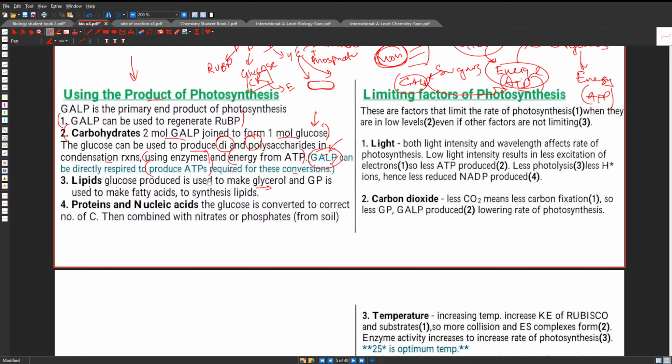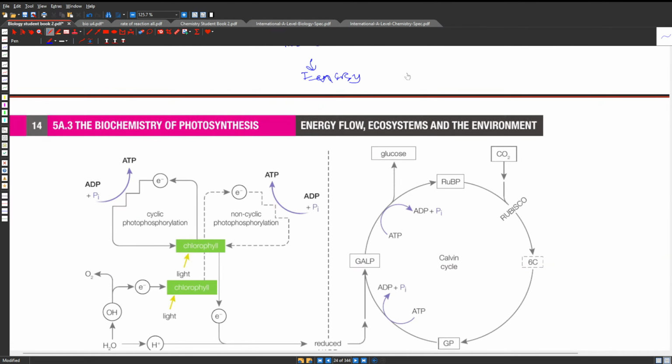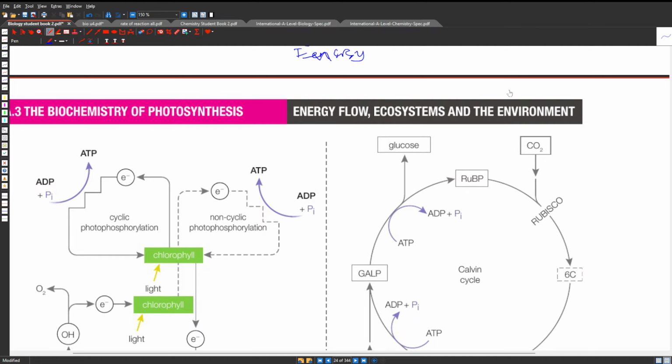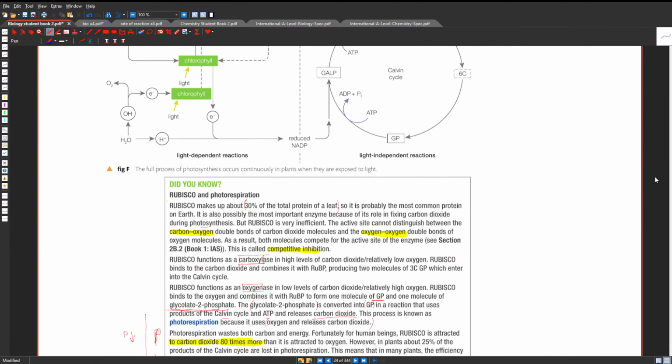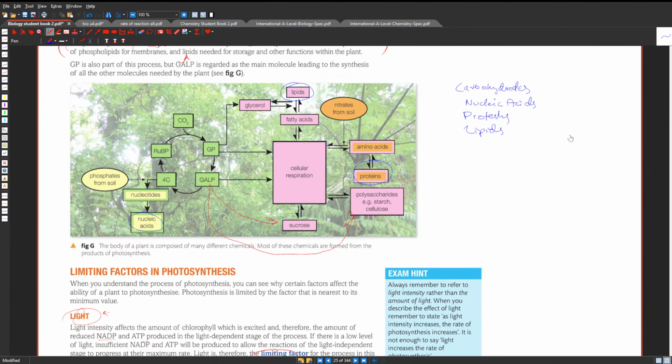Glucose produced is used to make glycerol, and GP is used to make fatty acids to synthesize lipids. That's somewhat in the book, I think. Yeah, over here. GP is used to make glycerol, which is used to make lipids, not GALP. So I'm going to write that down.